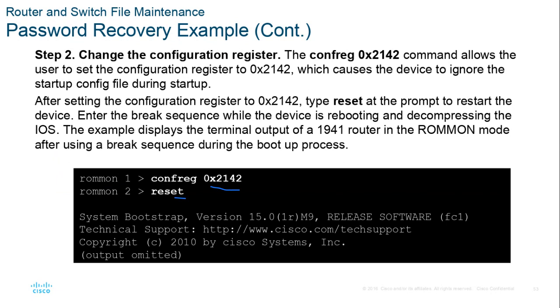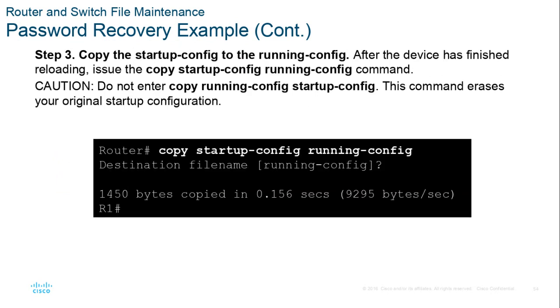It's like the reload command in the privileged exec mode. So it's going to load up, and this time it's going to ignore the startup configuration file, which has a password you don't know. Now, when we boot up again, it'll be the default hostname Router. We're going to type enable, no password required, and then we're going to type copy start run.